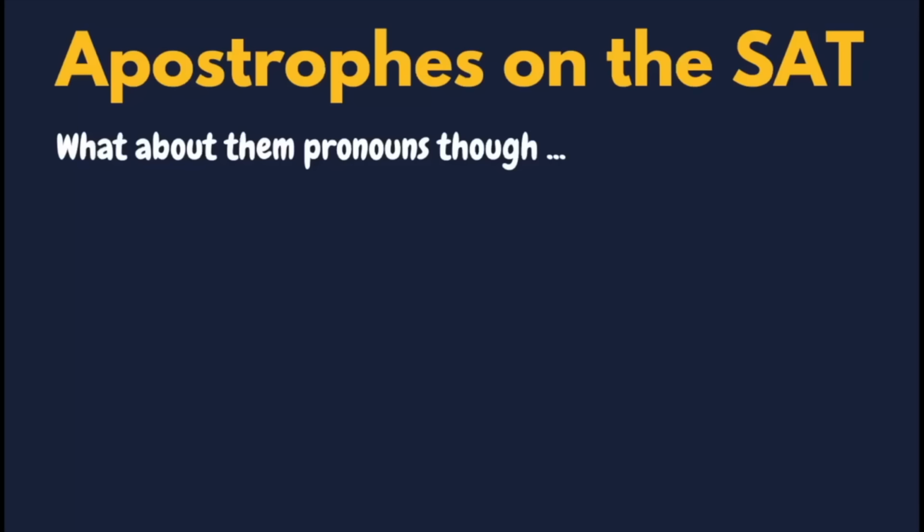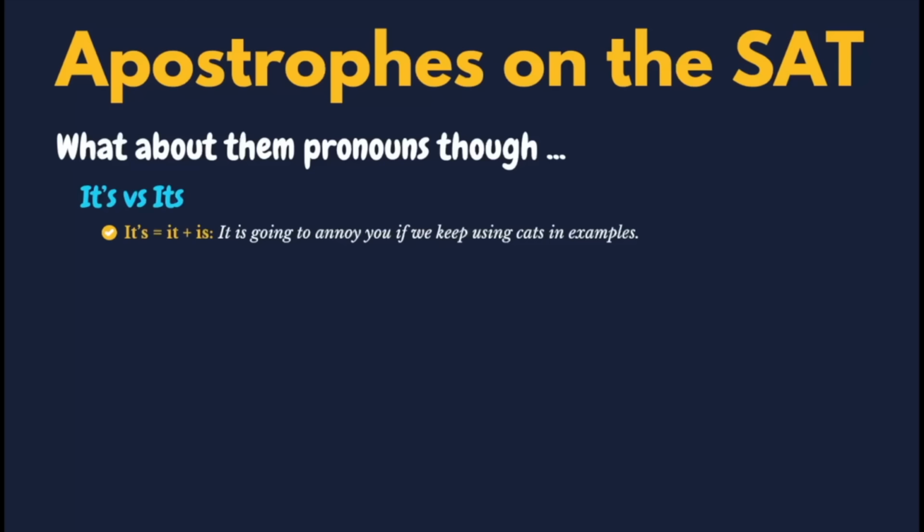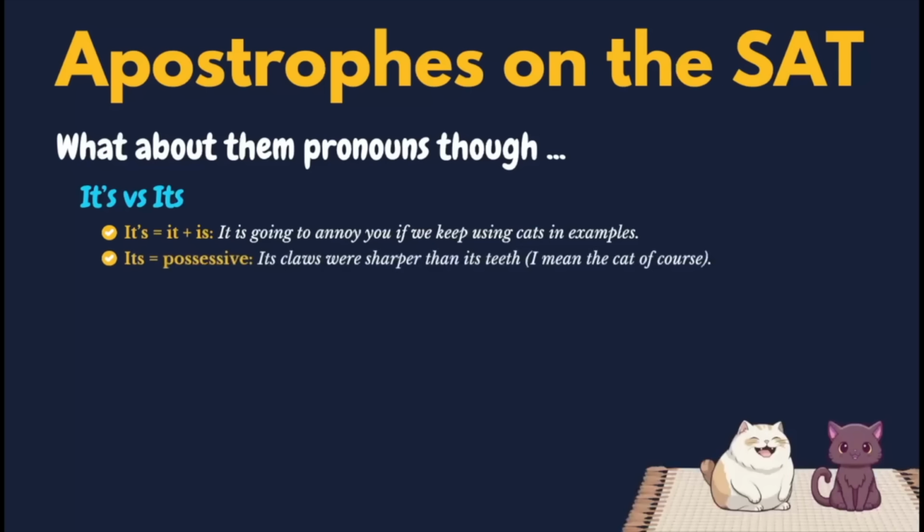So I'll show you what I mean. It's versus its. If possession is usually shown with an apostrophe, what's going on here? Which one of these means it's possessive? And if you want to take a guess, go for it. But it's with an apostrophe is going to be "it is." Its without an apostrophe is actually possessive.